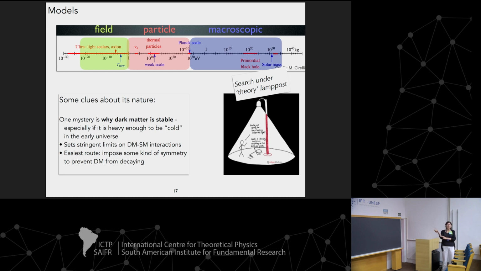So it's strange that it is stable. If it's stable, it needs to be cold, which means it has to be heavy. If something is heavy, it's naturally the case to decay to lighter particles, and so why is it stable?